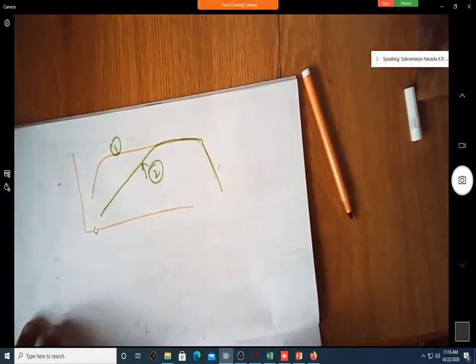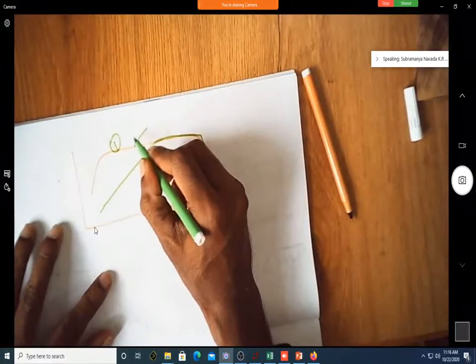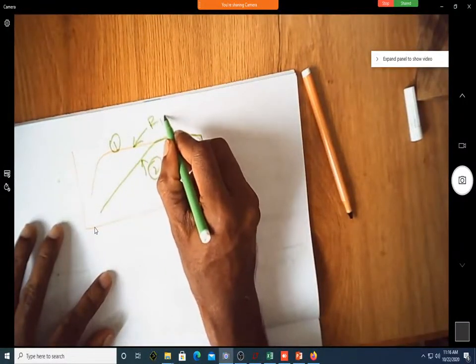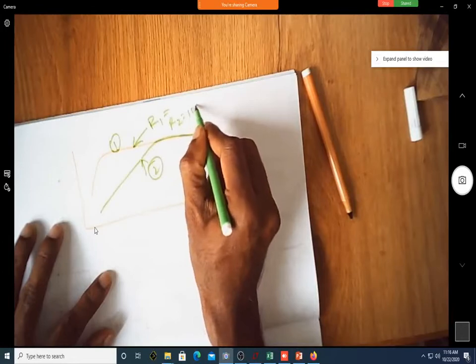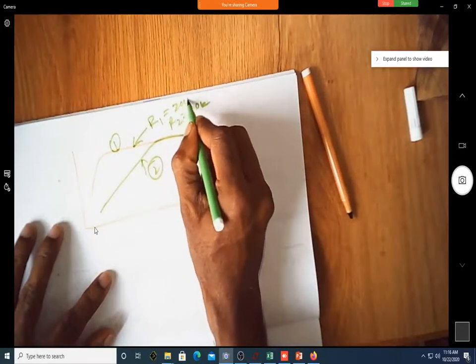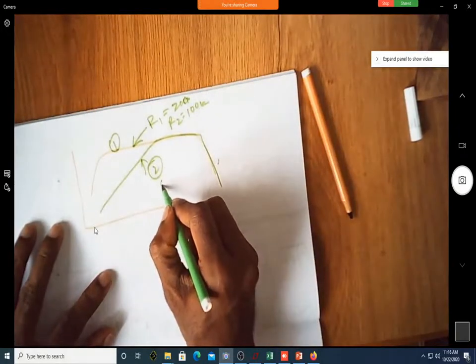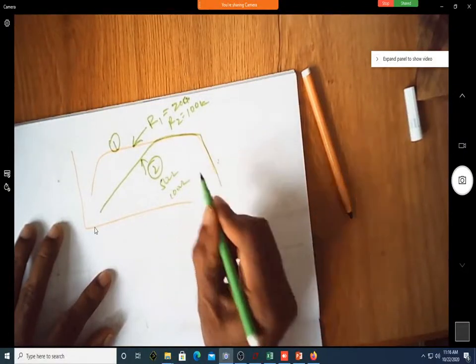1, sir. This is with the values of R1, R2: this is 100k, this is 200k. The other is 50 ohm and 100 ohm. Correct?